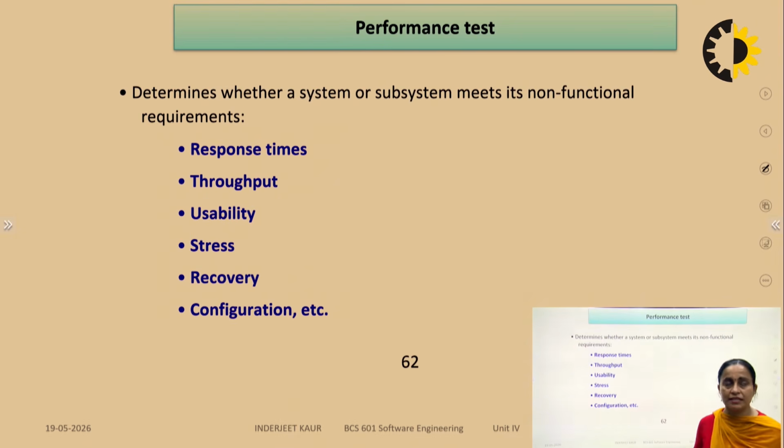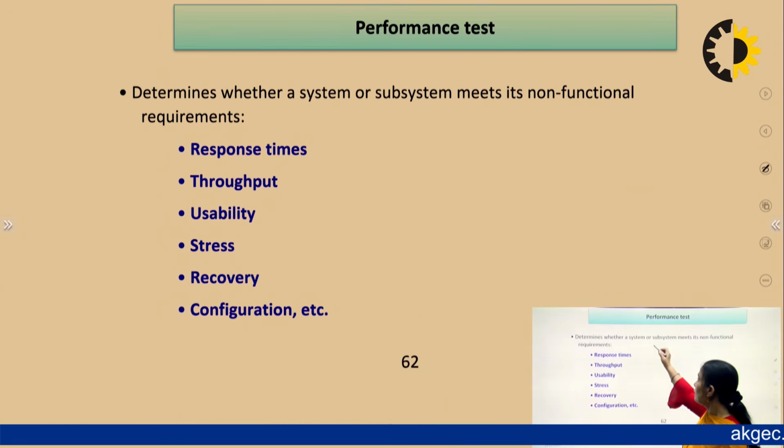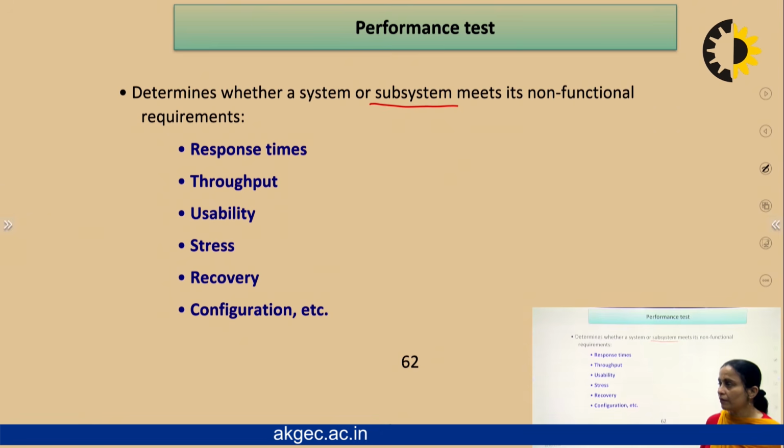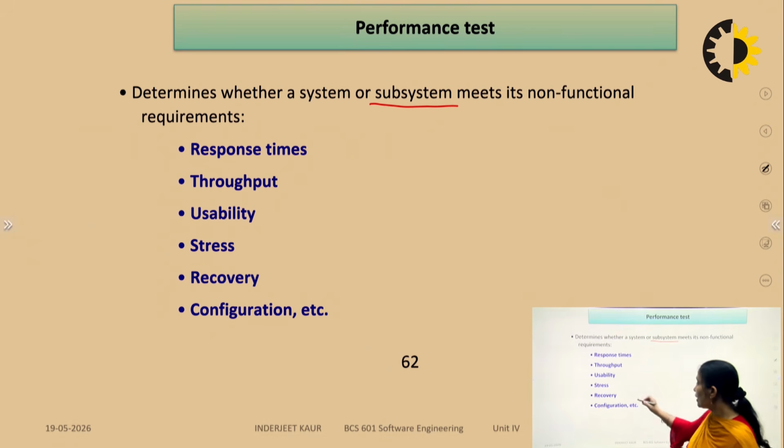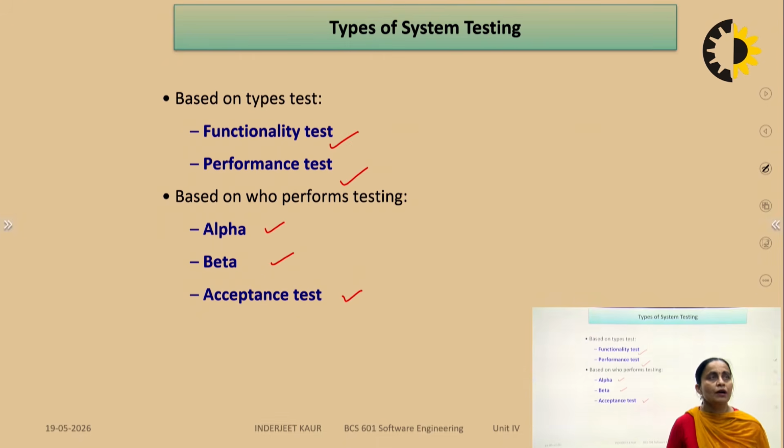Then performance test means here we are determining whether my system or a part of the system is meeting the non-functional requirements or not. That means how much the response time of my software is, how complex it is, what the throughput of my program is, what the usability is, how stressful it is, how I can recover it, and what the configuration of my program is. These are all non-functional requirements. They should also be measured while doing performance testing, which is a part of system testing.